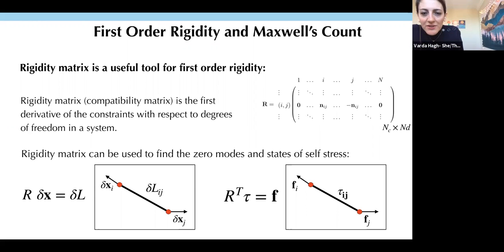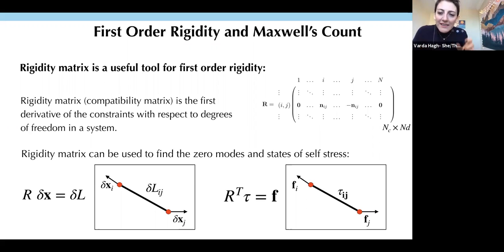This rigidity matrix tells you which nodes are in contact or which particles are interacting, so it also has some information about the connectivity of the system. But it's mainly a matrix where the rows are the constraints and the columns are the degrees of freedom. Because each particle has d degrees of freedom, the number of columns would be nd and the number of rows would be nc, the number of constraints.